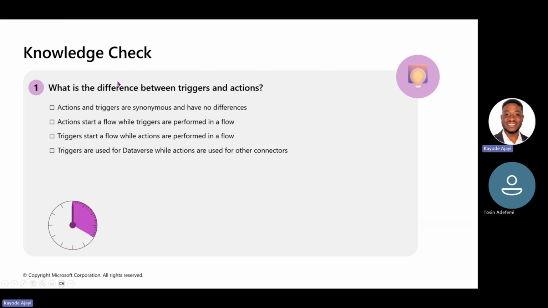So what's the difference between triggers and actions? This should be straightforward. What's the difference between triggers and actions? Triggers start a flow and actions, so that's C. Okay, yep, that's correct.